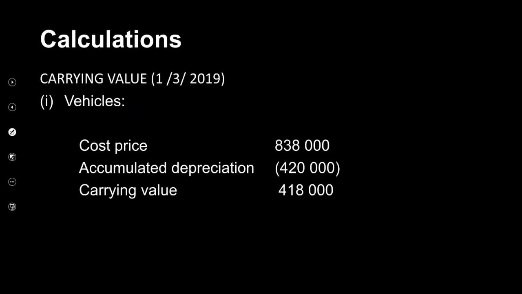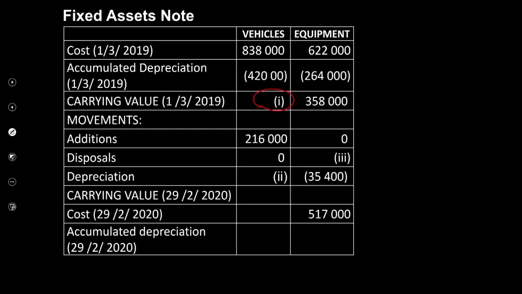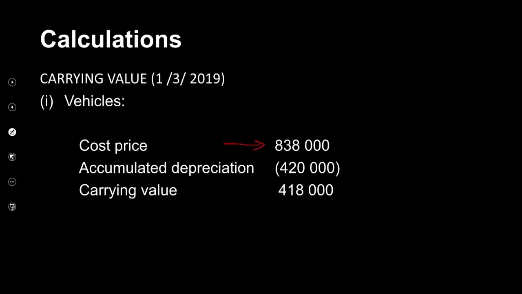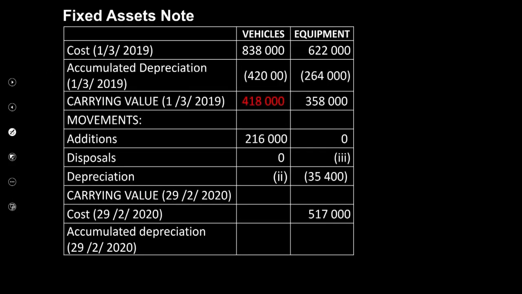Here's our cost price, 838,000, and we have our accumulated depreciation of 420,000. There's my accumulated depreciation, 420,000. Obviously, if you do the maths, you can see that you have a carrying value at the beginning of the year of 418,000. So once again, important guys, cost price minus accumulated depreciation to give me my carrying value. Okay, the next thing that we needed to calculate, there you see we've slotted in your carrying value at the beginning of the year.